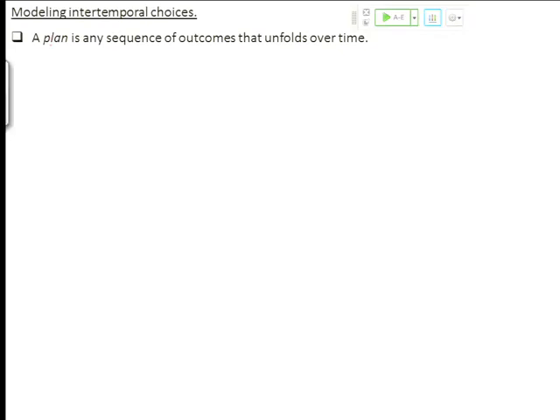So we start with this. A basic object of interest is referred to as a plan. Now, a plan may or may not actually involve you coming up with a detailed plan. A plan simply means an unfolding sequence of outcomes. So one plan might be I get 90% of my income, and when I retire I have a bunch of money. Another plan is I get 95% of my income, and when I retire I don't have as much money. That's a basic example of a plan.